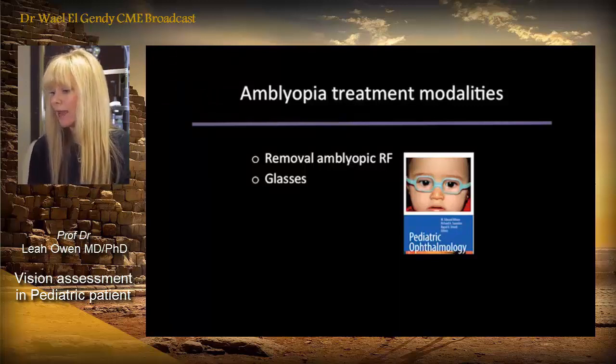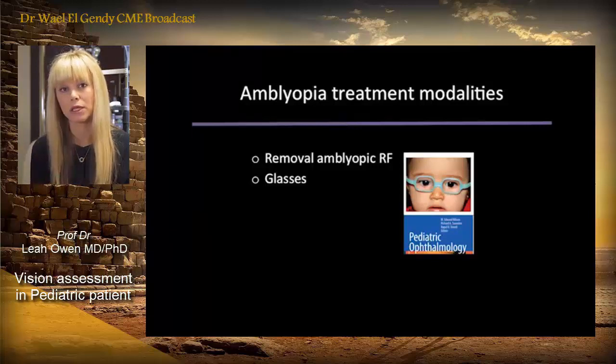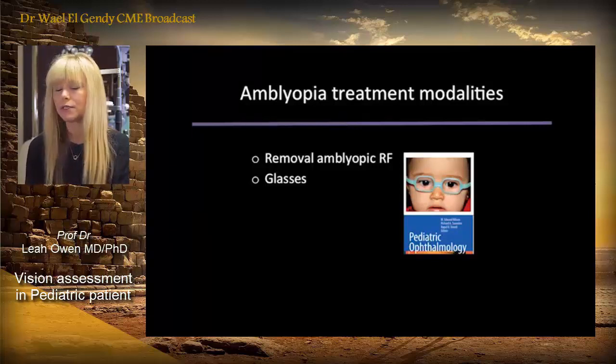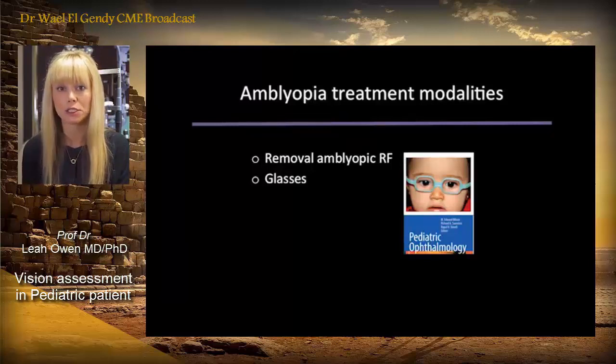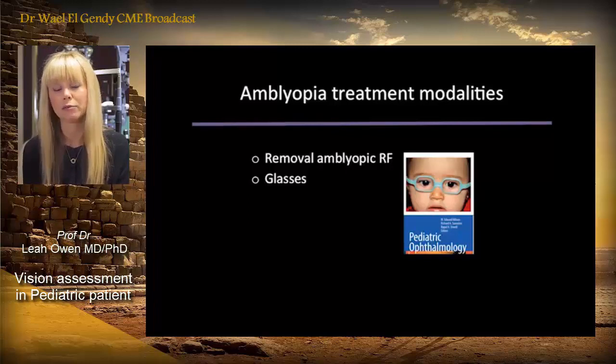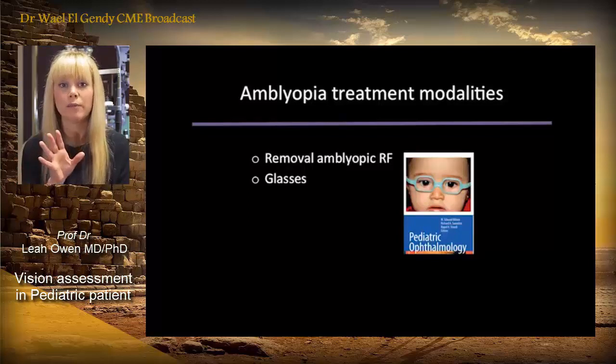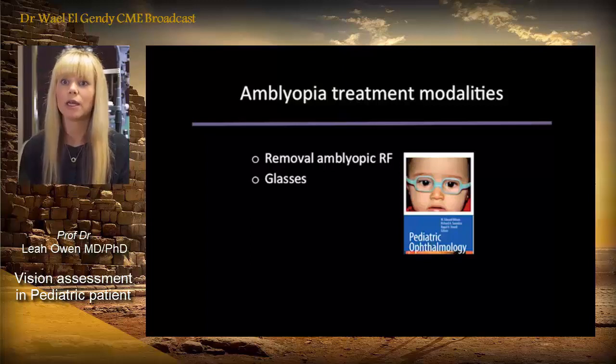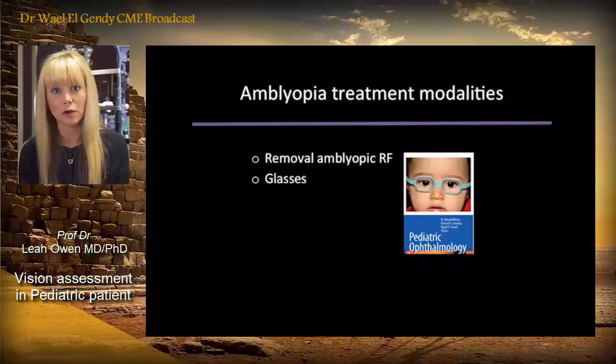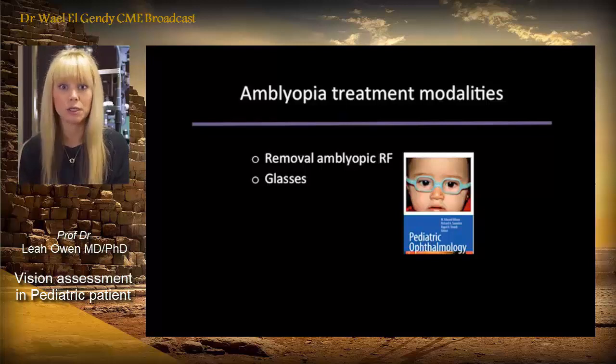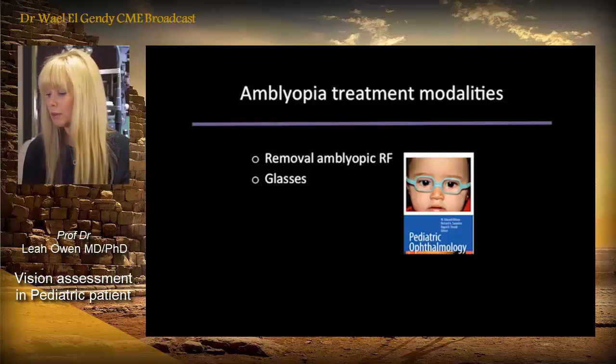Is it possible to remove the risk factor that is causing the amblyopia in the first place? That's where we start. And then I always like to start with glasses if they're indicated in a child due to the fact that studies have shown children with amblyopia can have improvement of up to 3 lines of vision on the eye chart with glasses alone.